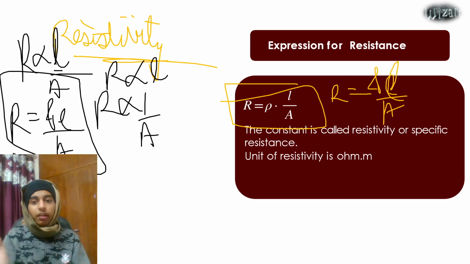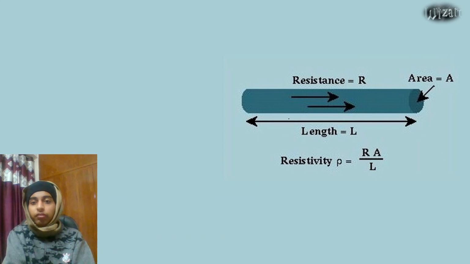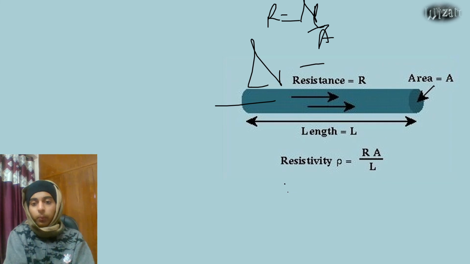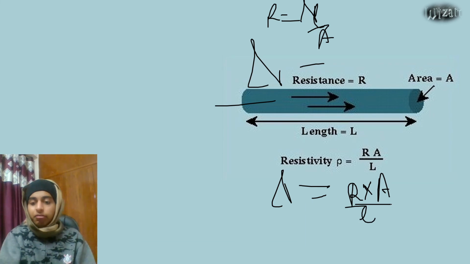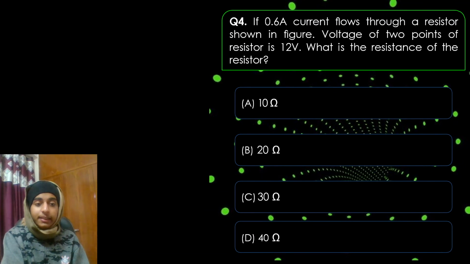Now time is not left to understand in depth. You need to start solving now. So if R is equal to rho L upon A, can I say that rho is equal to R into A by L? Definitely I can. Now, on the basis of resistance and resistivity, let's solve some numericals.